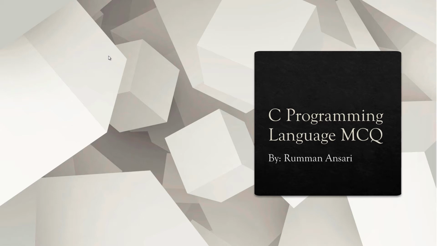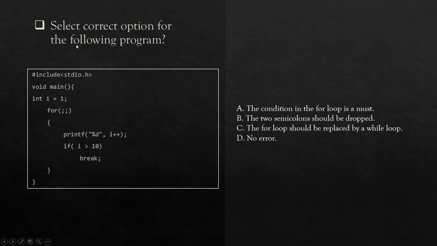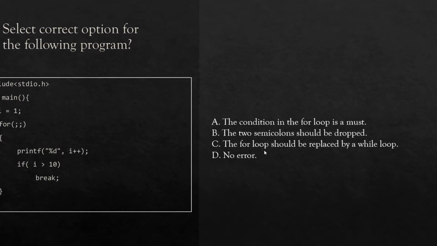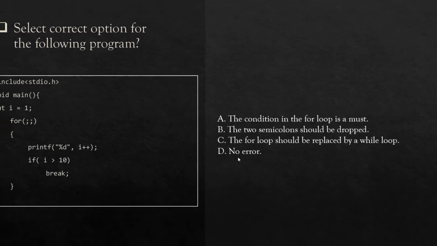Hello, welcome back. In this video, we'll discuss another MCQ question from C programming language. So let's start. This is our program. Select the correct option for the following program. In this section, we have a program. In the right section, we have the options for the MCQ question.